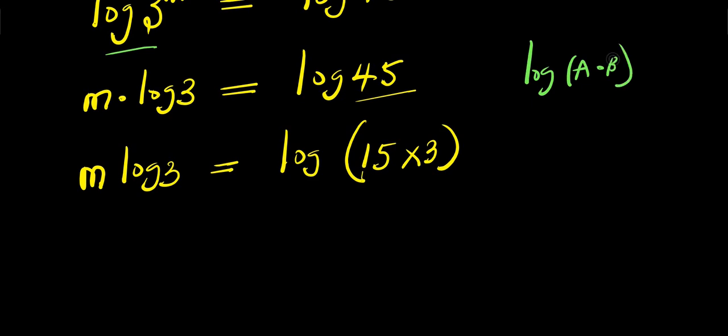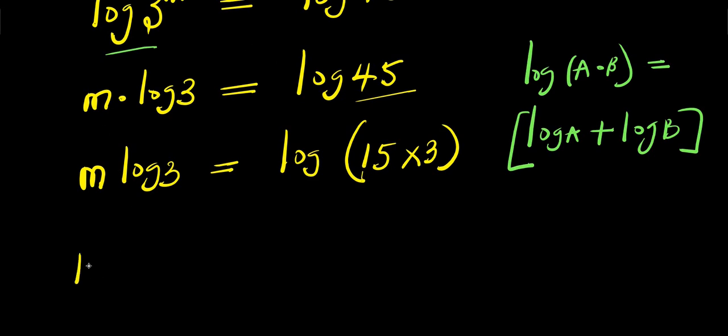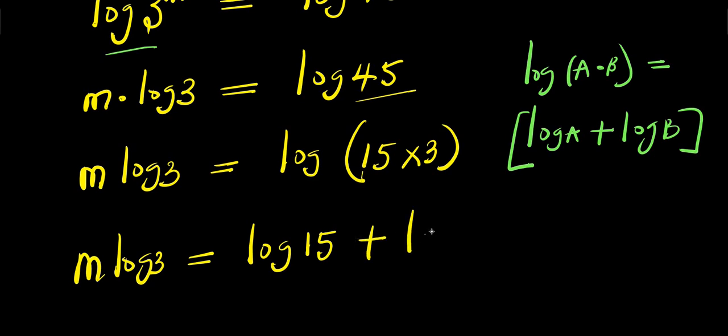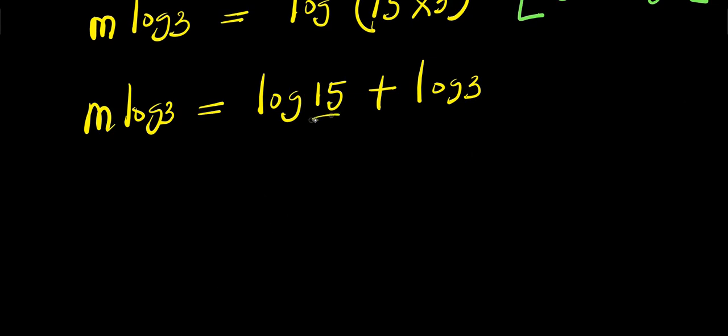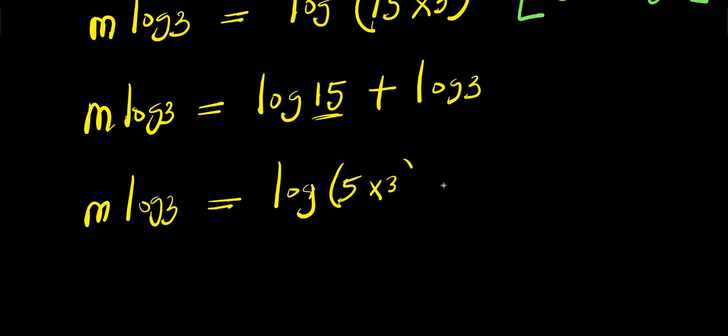Log a times p equals log a plus log p. m times log 3 equals log 15 plus log 3. You can express 15 as 5 times 3 as well. m times log 3 equals log 5 times 3, that is 15, plus log 3.